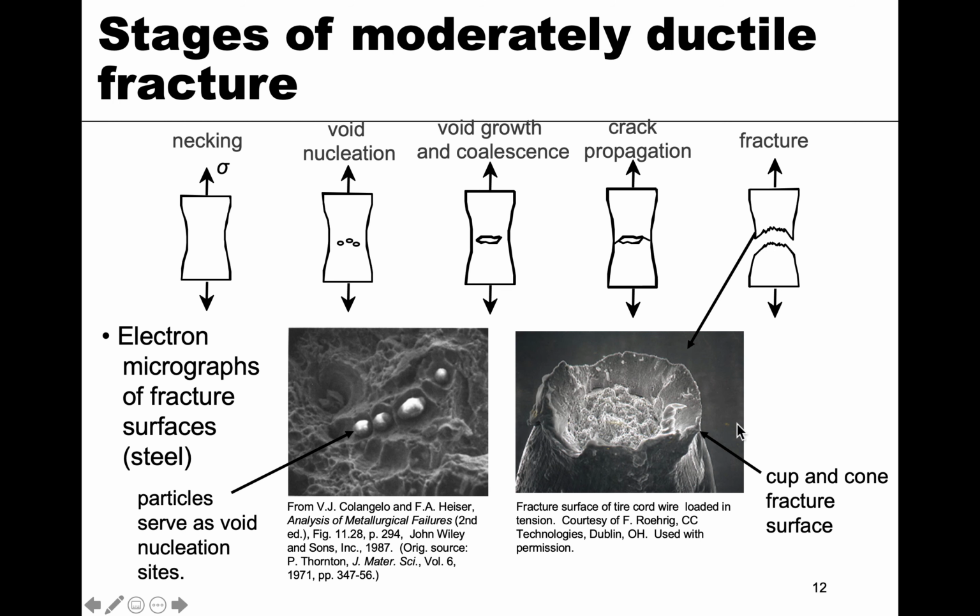This is what it looks like if we look at an SEM or electron microscope image. We see that particles in the material can act as void nucleation sites. These crater-like features are the voids. And then we see that cup and cone structure, right? This is the 45-degree angle here. That's where the maximum shear stress is, and that's where it fractures. In here is where you see these void regions with the craters. And then out here, it's relatively smooth because that tends to propagate in a brittle manner, but it's at 45 degrees.